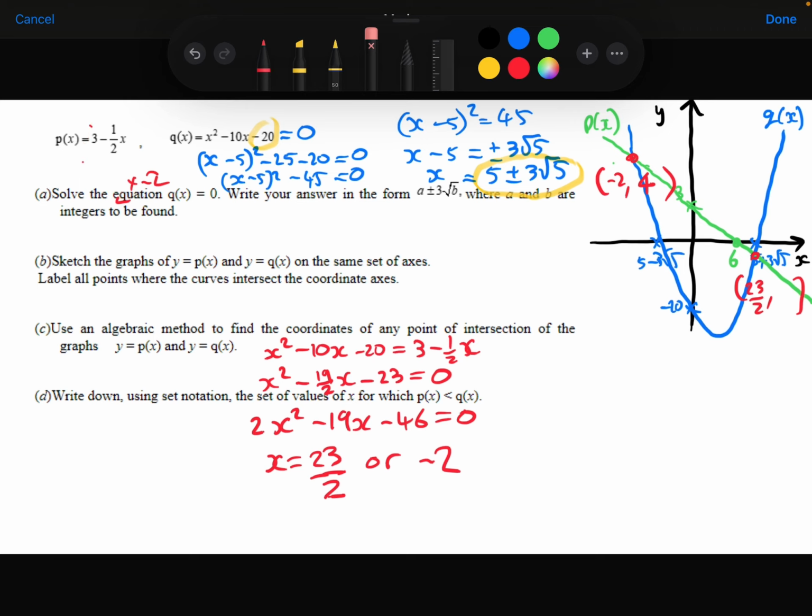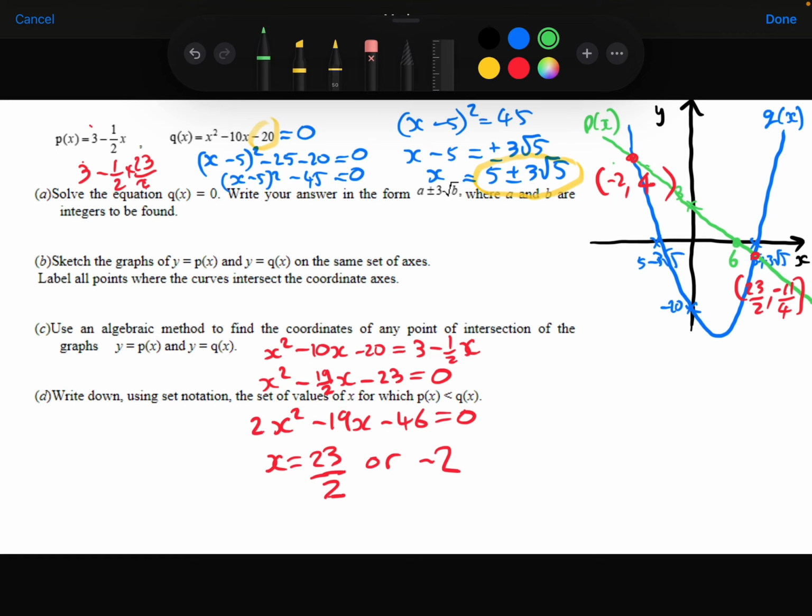Then if we do the same thing with the 23 over 2, so 3 minus 1 half times 23 over 2. We'll get minus 11 over 4. So that's the y coordinate there. So that is part C done.